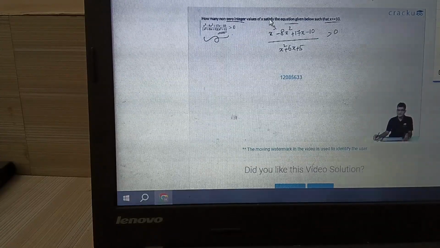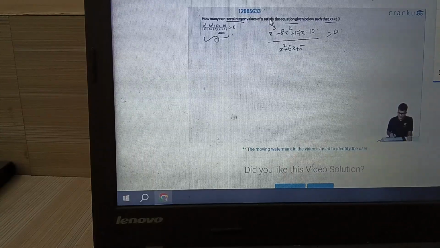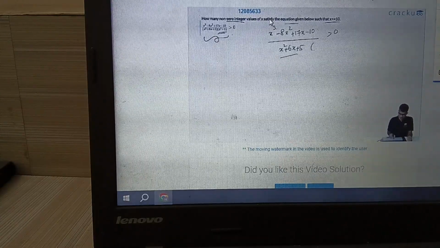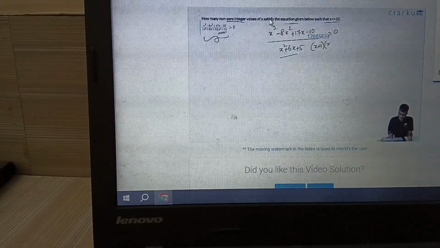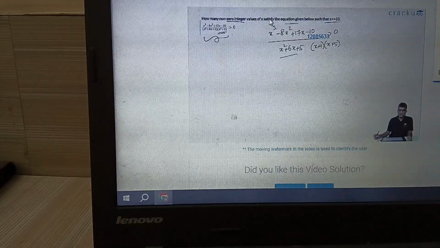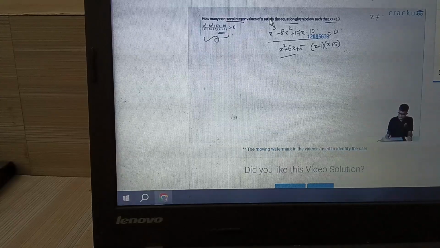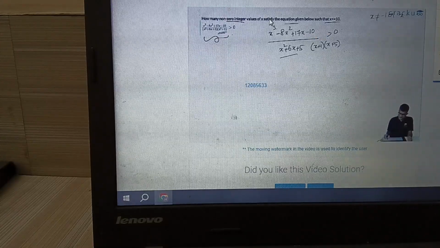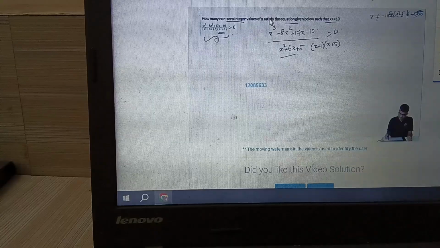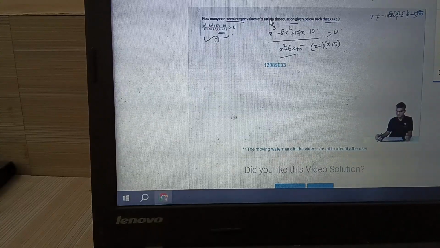Now for the function to be defined, the denominator should not be equal to 0, and the denominator can be factorized to equal (x plus 1) into (x plus 5). And if you don't want this to be equal to 0, x cannot equal minus 1 and x cannot equal minus 5.